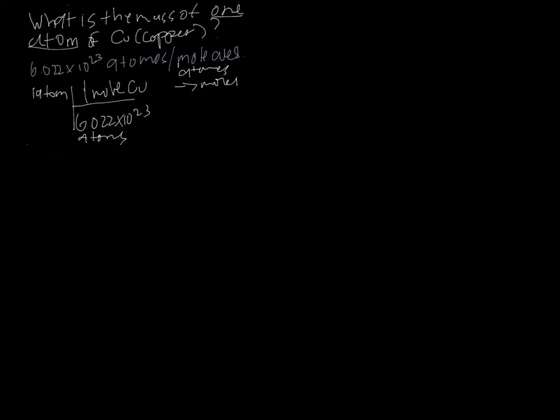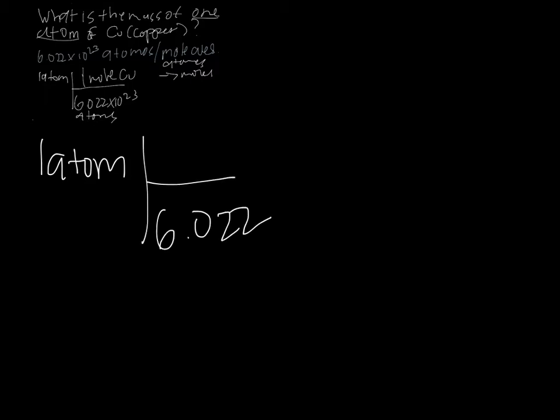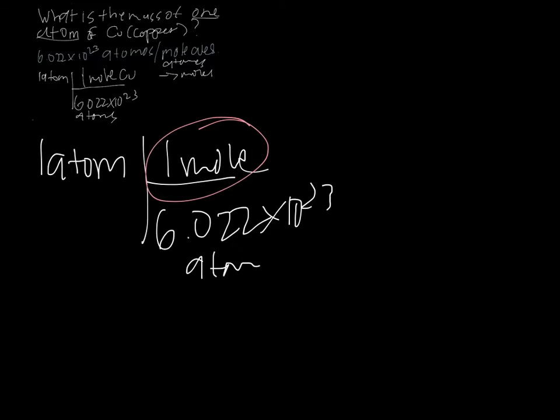Next thing we're going to do is just make a little more space so we can continue our problem. One atom per 6.022 times 10 to the 23rd atoms for 1 mole. And this 1 mole here can be for a mole of oxygen, a mole of carbon, a mole of anything. But in our case, we're going to be using it for copper.